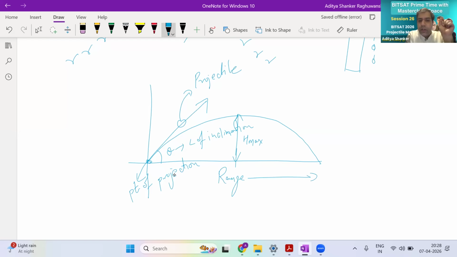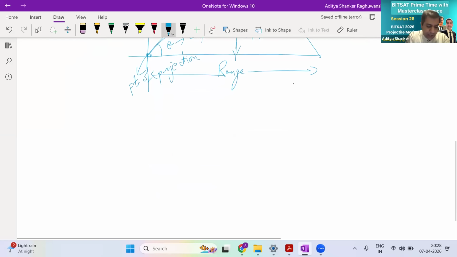This is called horizontal range. The horizontal distance it's going to cover is called range or horizontal range. So now we are going to do some derivations in which we are going to understand what is H max, what is range, and what the formulas of these are. Okay.